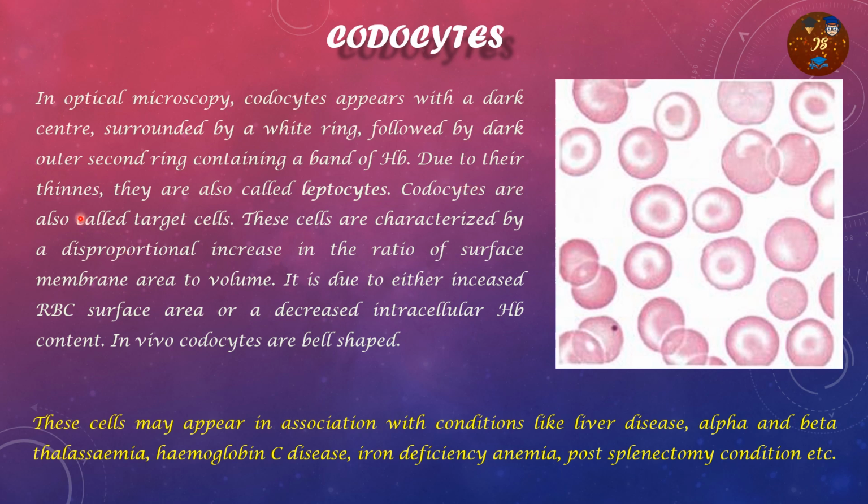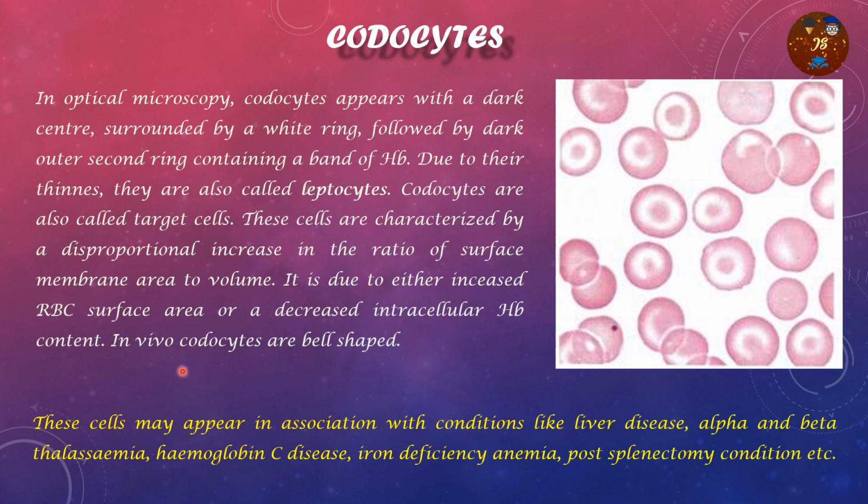Due to their thinness, they are also called leptocytes. Podocytes are also called target cells. So the other names of podocytes are leptocytes and target cells. These cells are characterized by a disproportionate increase in the ratio of surface membrane area to volume. It is due to either increased RBC surface area or decreased intracellular hemoglobin content. Both can happen, or either one.